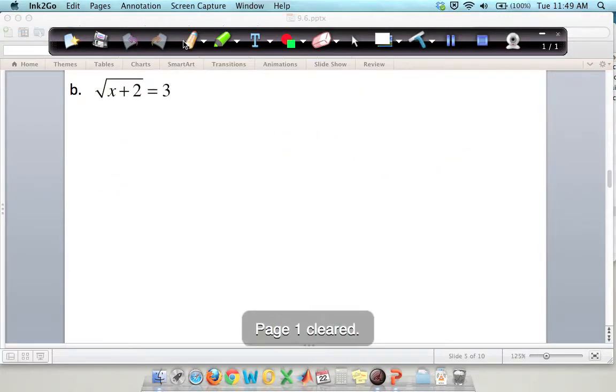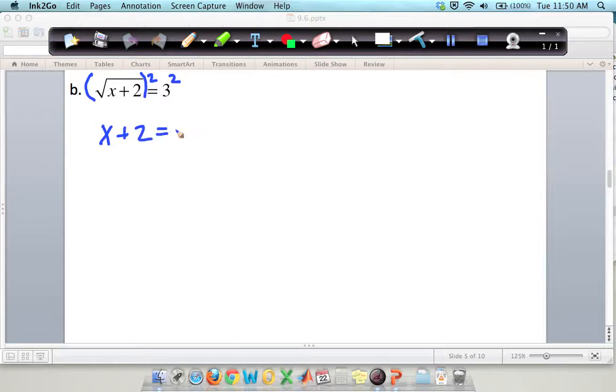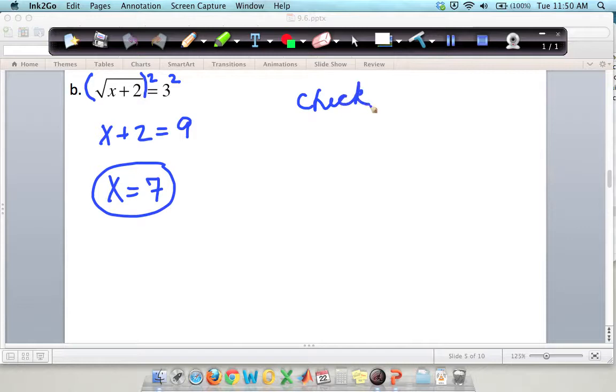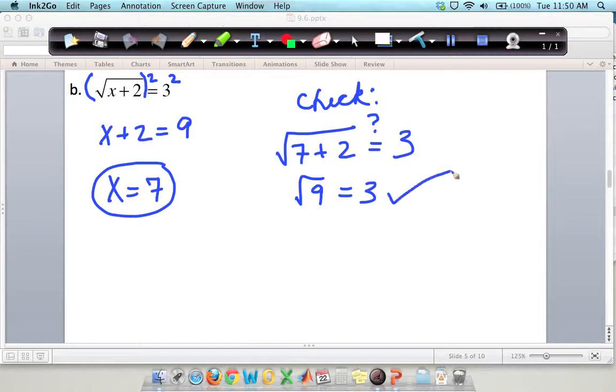Okay, for b, the radical is already isolated. There's nothing added, subtracted, multiplied, or divided outside of the radical sign. So I'm going to go ahead and square both sides right away. The square root and the squared cancel, and I get x plus 2 equals 9. Subtract 2 from both sides, and I get x equals 7. So to check, I'm going to plug in 7 for x, and the square root of 7 plus 2 should equal 3. And that is the square root of 9, which is 3, so that checks. So that 7 is a solution.